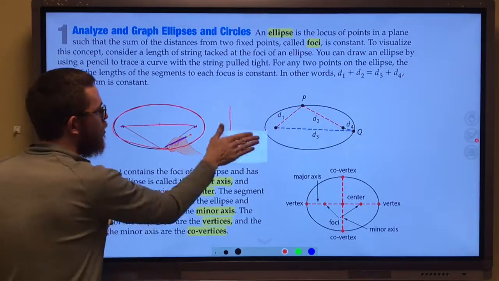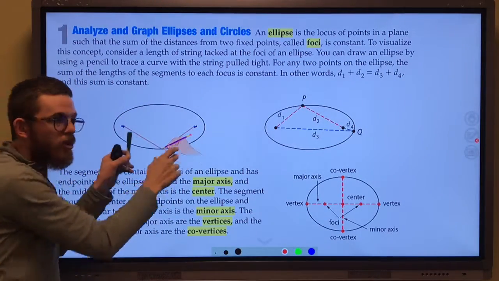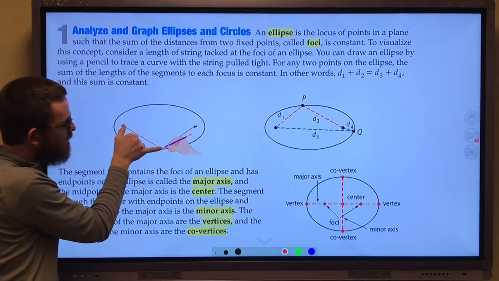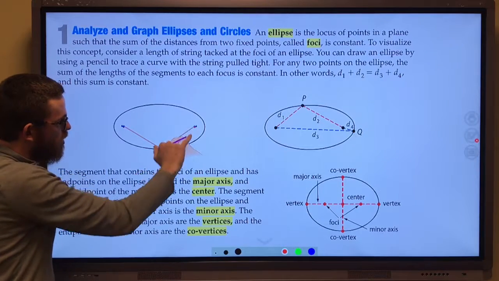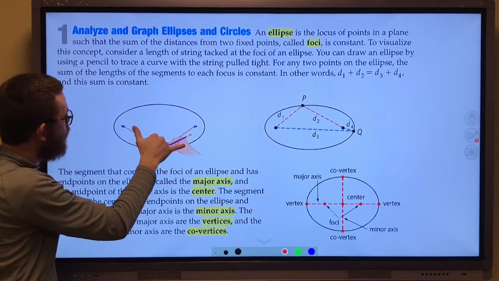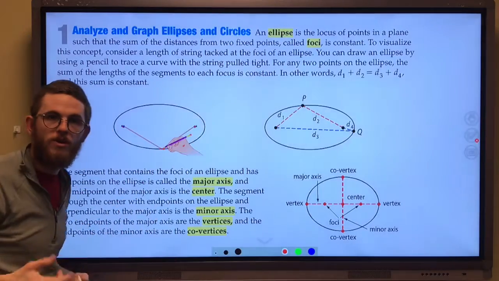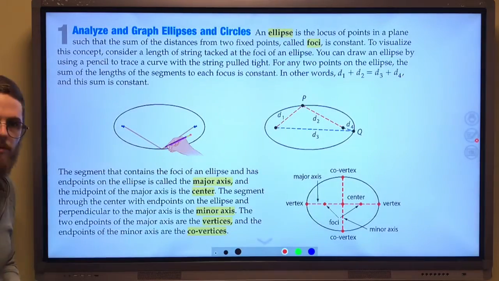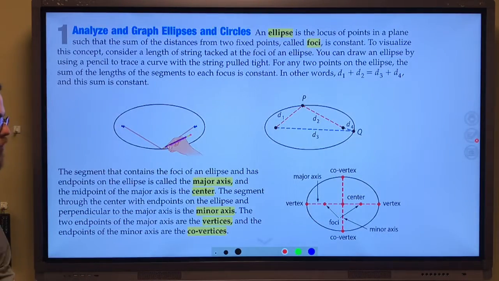You can only go so far away from both of these. You're maintaining the same sum of distances. So the distance between these two plus the distance between these two is going to be the same as when you get to this point on the ellipse. The sum of that distance plus this distance will continue to be the same. That's what this means. Draw it out if you need that visualization a little bit better.